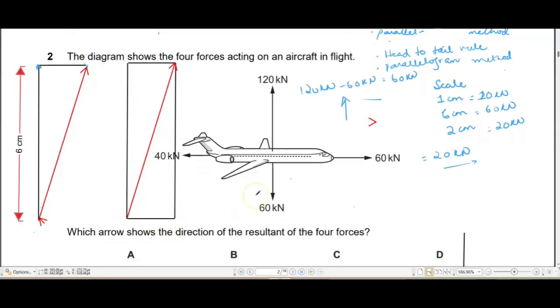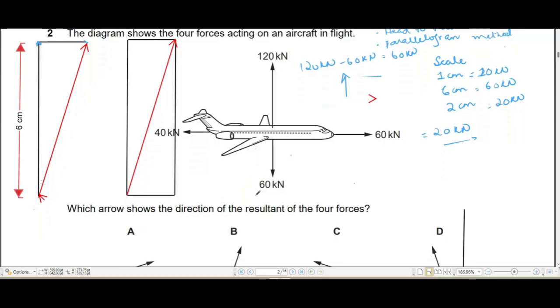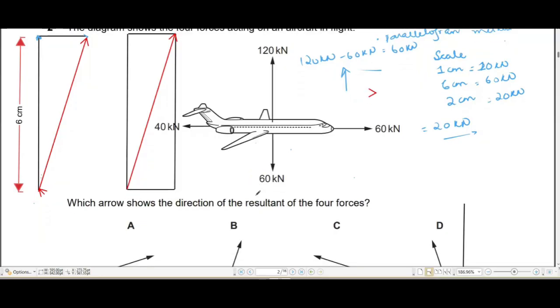But if you want to confirm which option is correct, you want to be very sure that it's not A and it's B, so what you can do is you can always find this angle. If you are looking for this angle, you know that this is going to be your perpendicular and this is going to be your base. Your perpendicular is 6 centimeters and your base is 2 centimeters. So you can always use tan theta is equal to perpendicular over base.